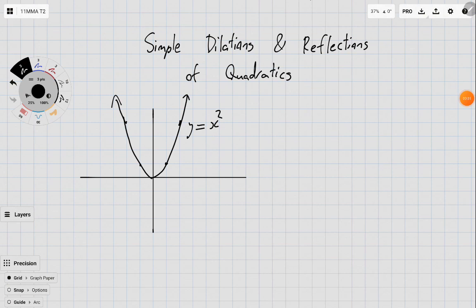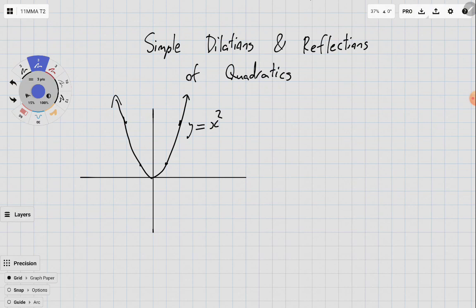Alrighty, so today I just want to have a look at some simple dilations and reflections of quadratics. The first thing that you might notice is that the quadratic has a line of symmetry running straight up vertically, meaning if you were to reflect it in the y-axis, nothing would actually change. That's just an important thing to be aware of because they're symmetrical around that point.